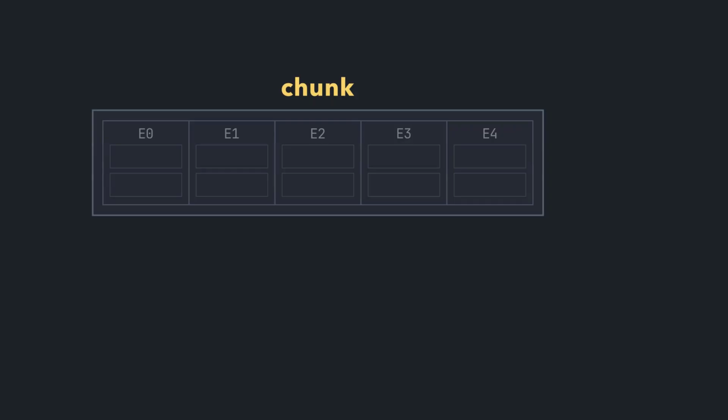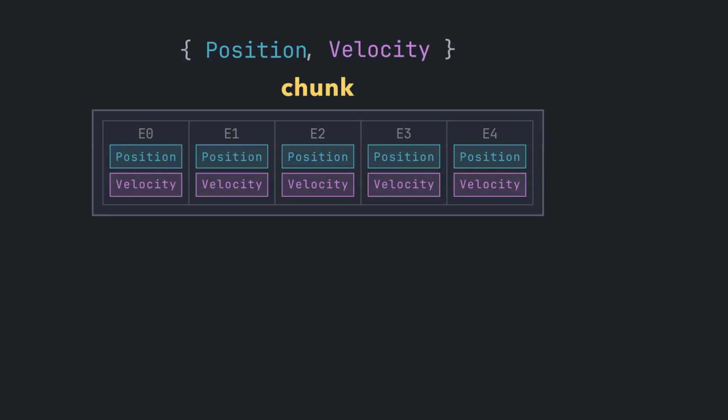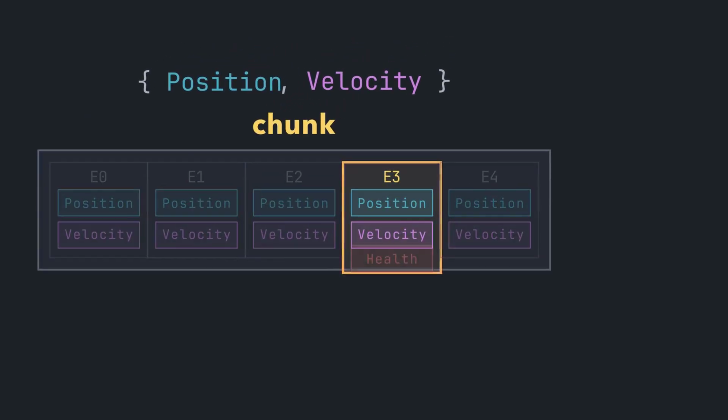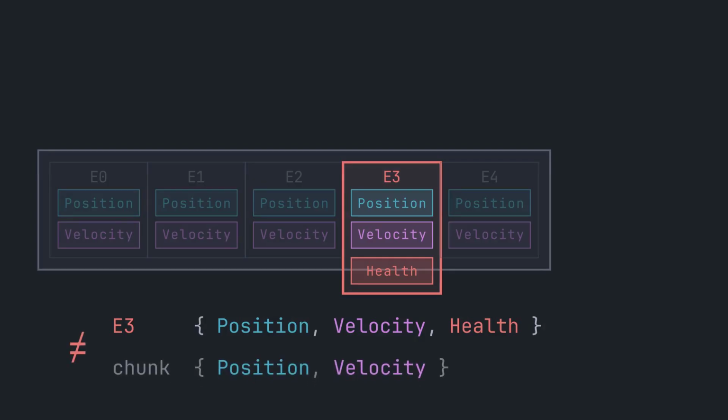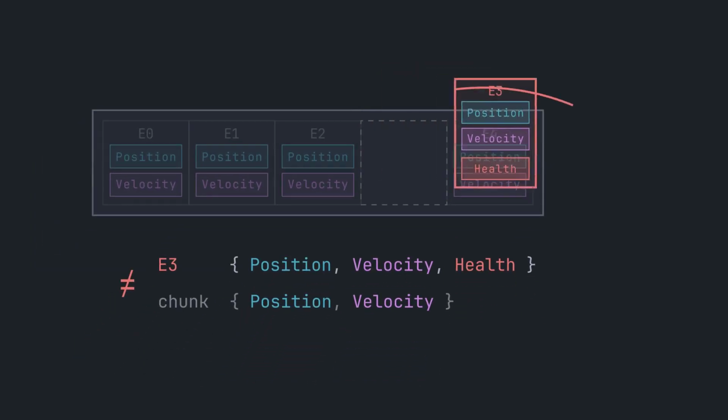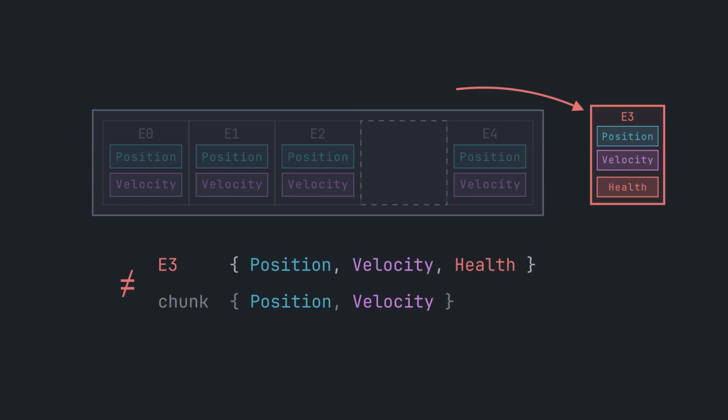Picture an entity sitting in a chunk of memory, packed tightly next to every other entity that has the exact same set of components: position, velocity, nothing else. Now you add a health component to that one entity. The instant you do that, its component set no longer matches the chunk it's living in. It has to leave. That's the entire problem I'm solving today.